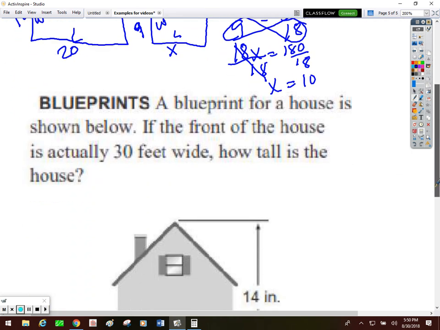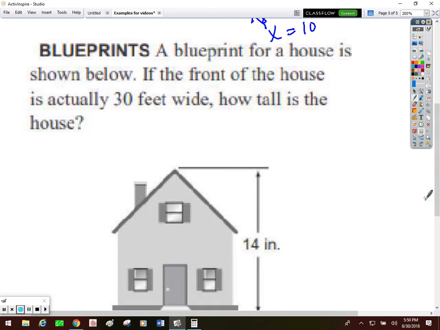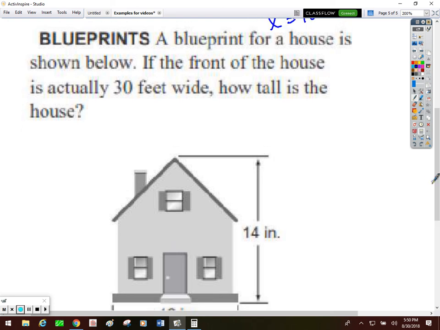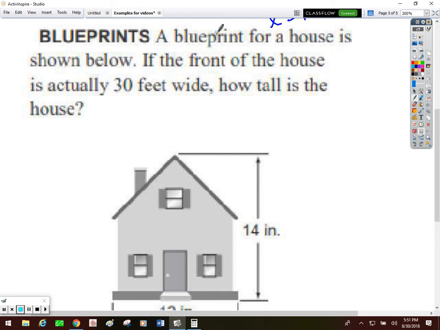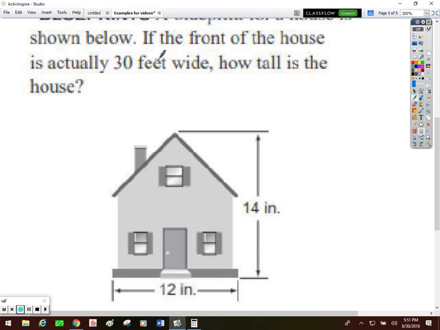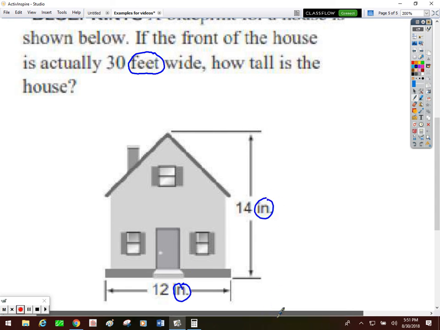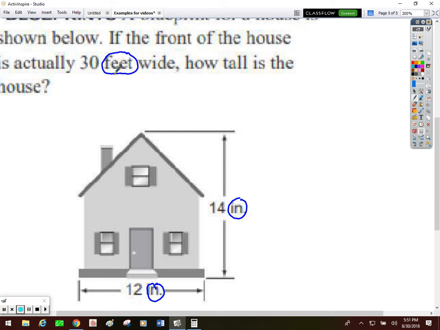All right, here comes some real world application. We've got blueprints. If any of you plan on being architects, interior designers, builders, whatever, you're going to have to know how to do something like this. Right off the bat, it says a blueprint for a house is shown below. If the front of the house is 30 feet wide, how tall is the house? The first thing that jumps out to me is this one is in feet, and both of these are in inches. It's not impossible, but I don't like to compare two different units of measurement.